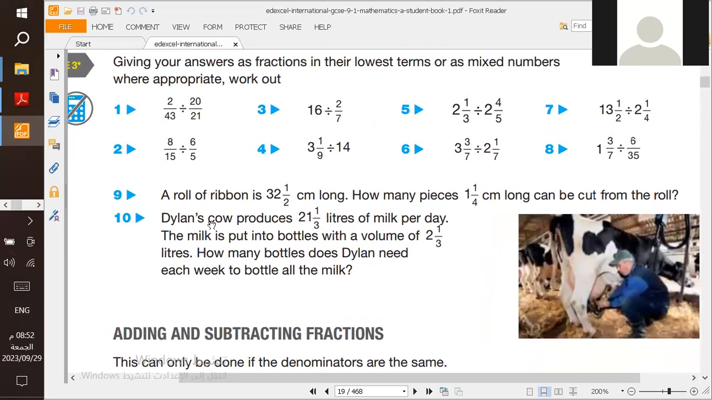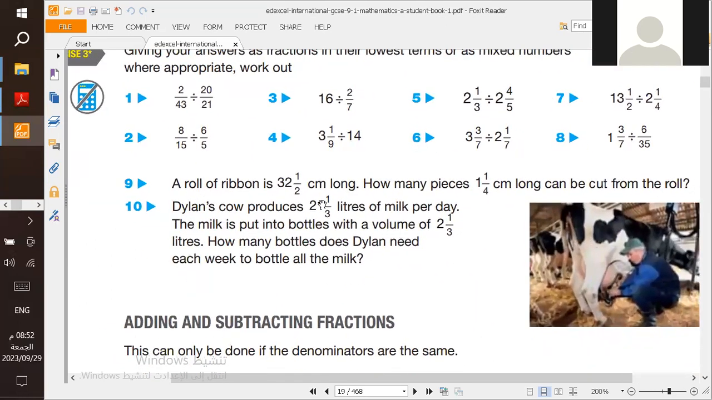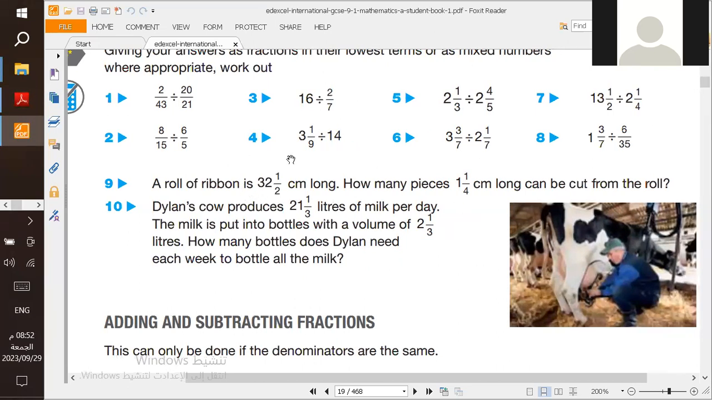Okay. Here, we have question 9. A roll of ribbon is 32.5 centimeters long. How many pieces? It means dividing. How many pieces 1/4 centimeter long can be cut from the roll? It means we say 32.5 divided by 1 and 1/4. Same idea. Convert this into an improper fraction, convert this into an improper fraction. Follow the same rules, and then do keep, change, flip. Okay. And then I find the answer and simplify as much as possible.